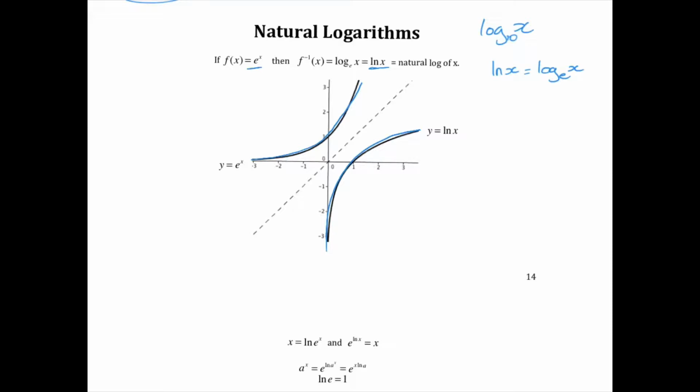Just like 10 to the x and log base 10. ln of e to the x, the ln and the e cancel each other out and you're just left with x. Similarly, e to the ln of x, the e and the ln cancel each other out and you're just left with x.